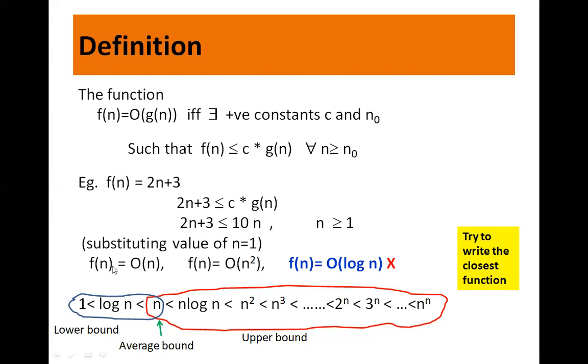So if you look at this, we conclude that for f of n equal to big O of n, f of n can also be equated as big O of n square, and f of n equal to big O of log n cannot be accepted. Why? Because it is giving you the upper bound. Now look at this diagram carefully. It is the same complexity given in ascending order.